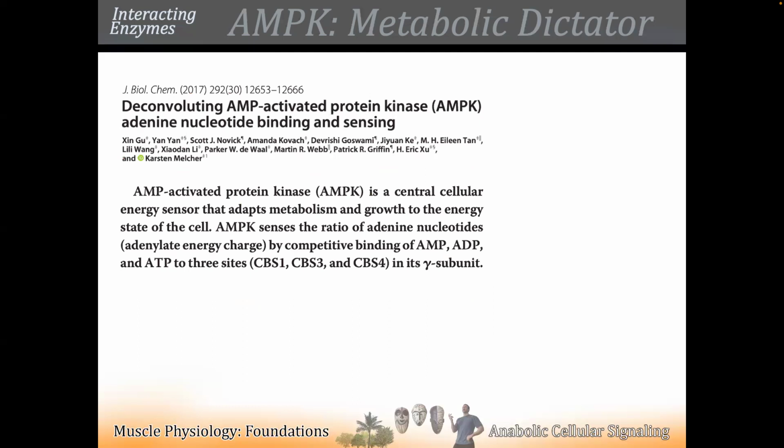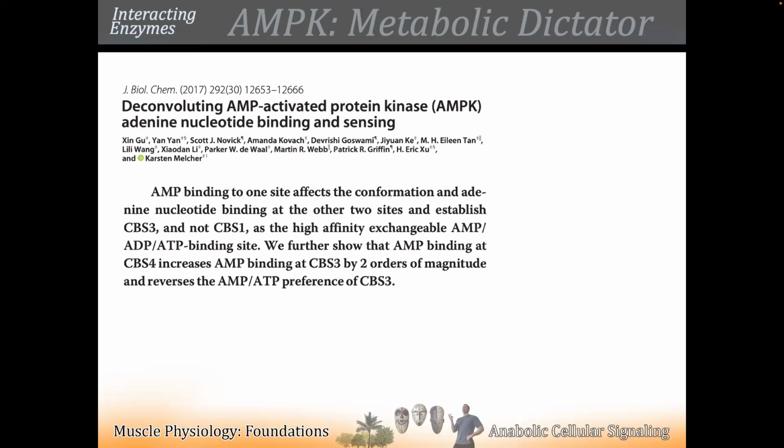If ATP binds, it blocks activation by LKB1. If AMP binds, it facilitates that activation by LKB1. And then if ADP binds and sits there, it's protecting AMPK from being dephosphorylated. ADP doesn't really turn it on. AMP is what does that, but ADP is important too because it prevents the dephosphorylation.